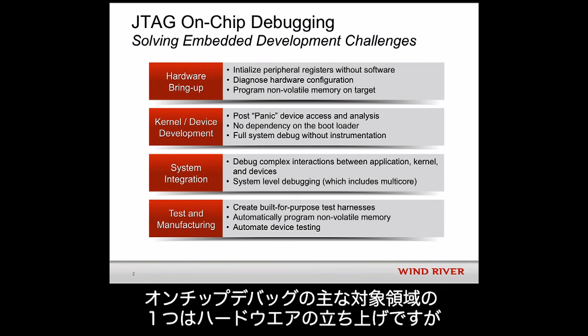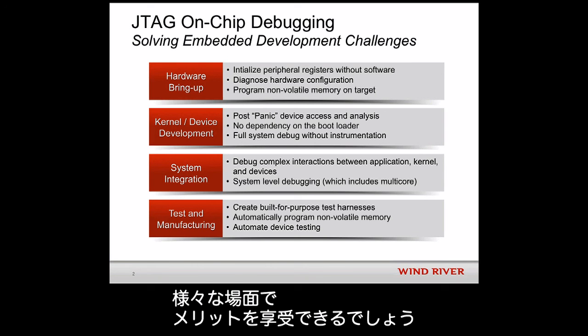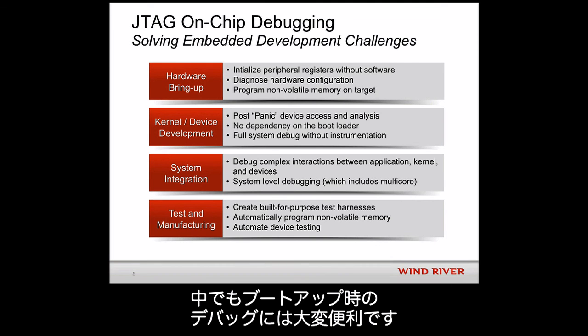And there are typically four different areas that people use on-chip debugging for. As I mentioned, hardware bring-up, also development of kernels or devices. If you do a lot of device development, the on-chip debugger will really help you debug those devices during the boot-up process and during interrupt handling and things like that.